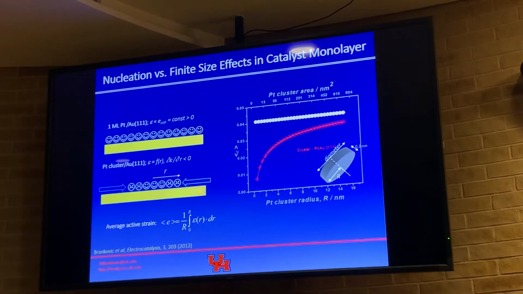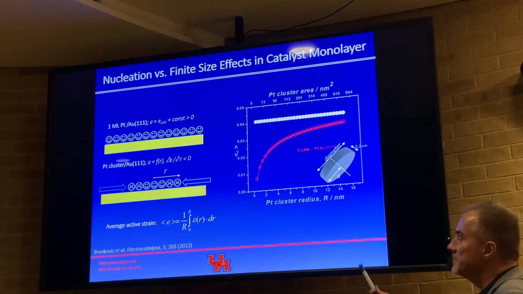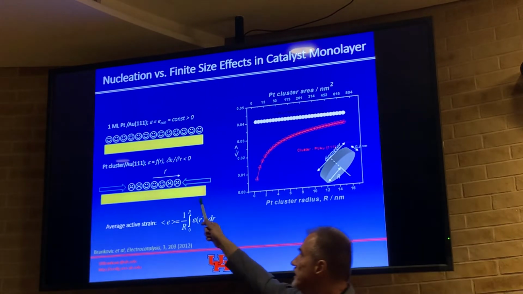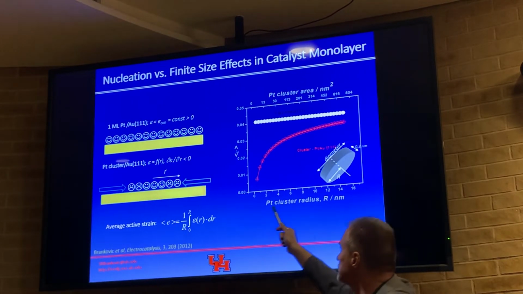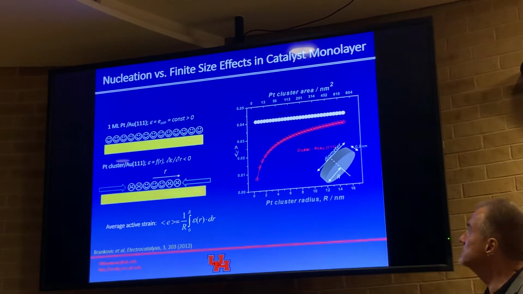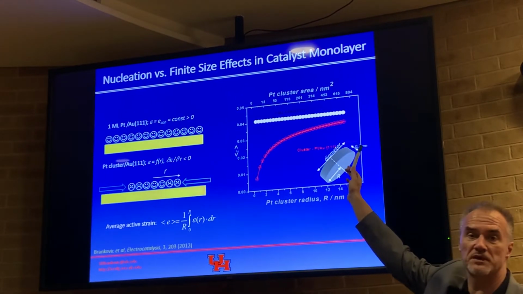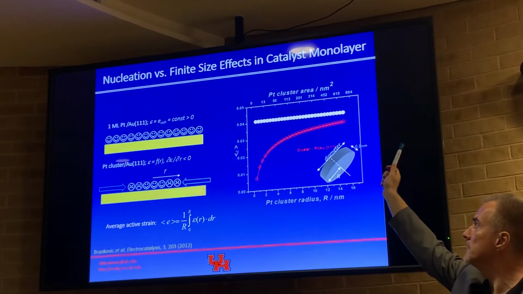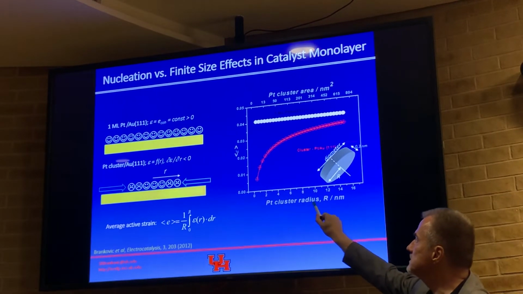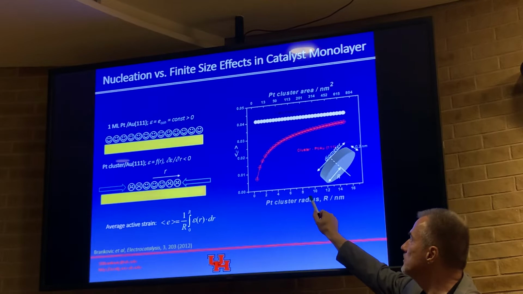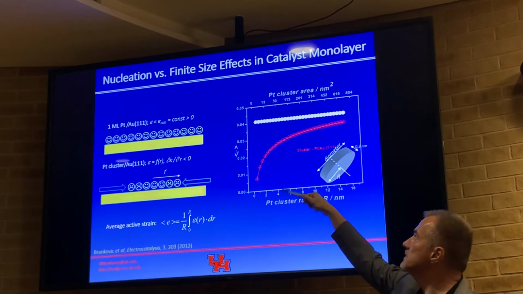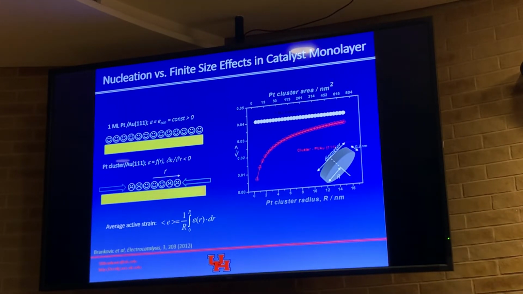Alright. Here's what I show you: the strain in this cluster as a function of the size of this cluster, and you can see for ultimately big clusters the strain is equal to the one that we expect from epitaxial misfit for the monolayer. But for relatively small clusters, with a radius, let's say, below 10 nanometers, you can see it significantly departs from what we expect for the continuous monolayer. All right.